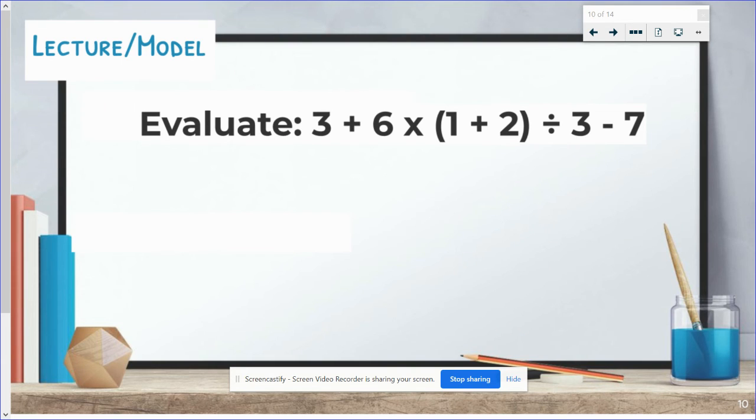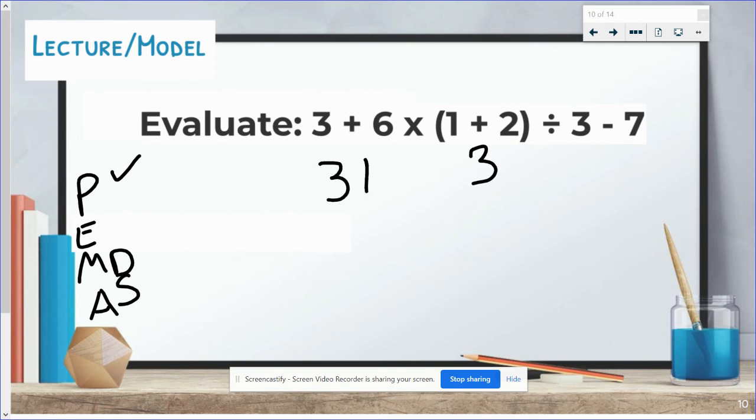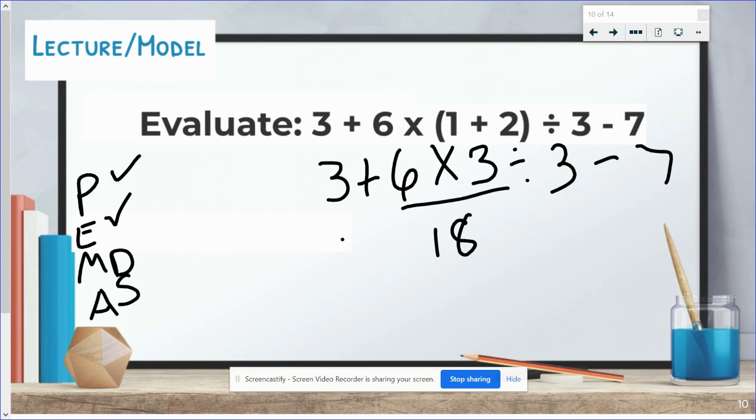3 plus 6 times 1 plus 2 divided by 3 minus 7. Again, first thing I'm going to do every single time is write my order. I do see some parentheses. 1 plus 2 is going to be 3. Now we have 3 plus 6 times 3 divided by 3 minus 7. I don't see any exponents. Multiply and divide. 6 times 3 is 18. I have 3 plus 18 divided by 3 minus 7.